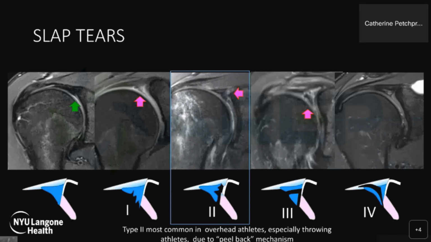Type 3 lesions are bucket handle tears of the labral substance that don't involve the biceps anchor, and type 4 lesions are bucket handle tears that extend into the biceps tendon.